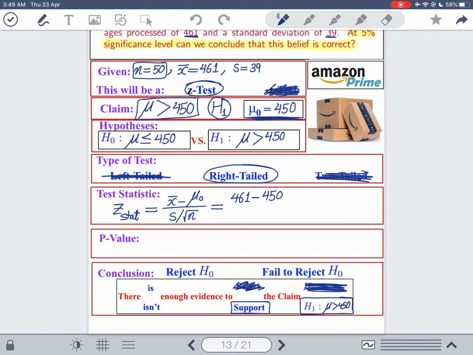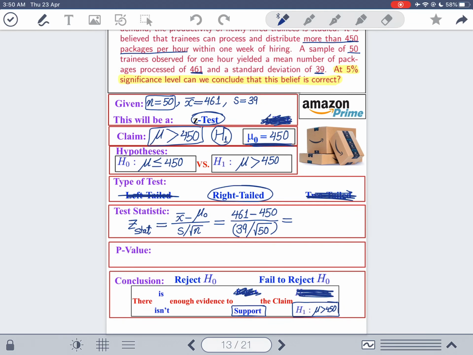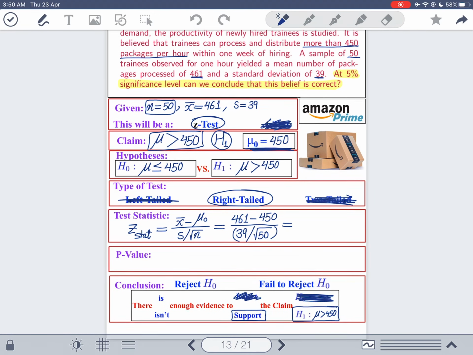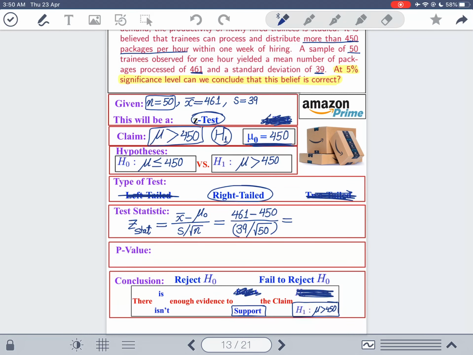Remember, mu 0 you always get from any number that you have in the claim. And divided by s, the sample standard deviation, is given: 39 over radical sample size. We took 50, 50 trainees. And so if you compute this, you will get, let me check, this is problem 7, so I computed this before. It's 1.99. Remember, for Z or T stat, you go to 2 digits after the decimal.